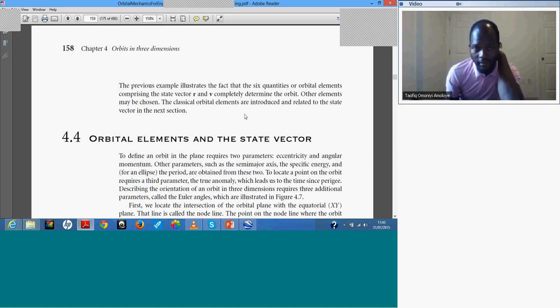The first example illustrates the fact that the six quantities comprising the state vector R and V completely determine the orbit. That's what you should try to understand from the lecture and from the workings of the examples there. Other elements may be chosen. The classical orbital elements are introduced and related to the state vector in the next section.